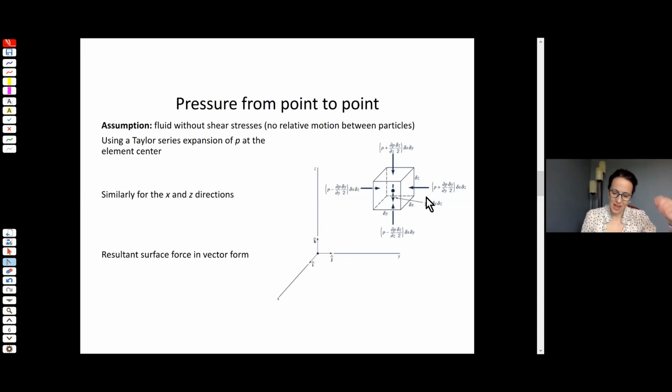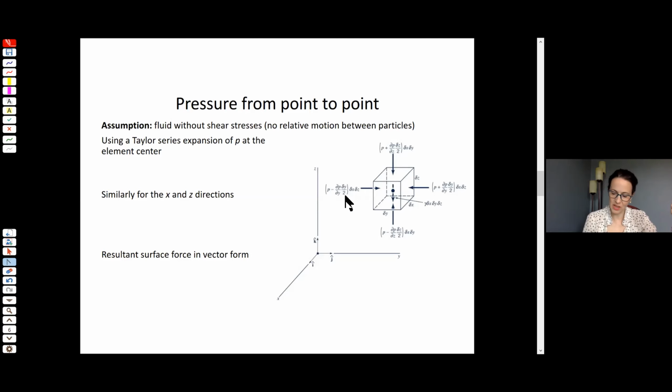Okay. Now, I just want to point out something. The pressure is P at the center of this cubic fluid element. So when we go to the left by dy over 2, the pressure is P minus dp dy, the change in the pressure in the negative y direction, times dy over 2.